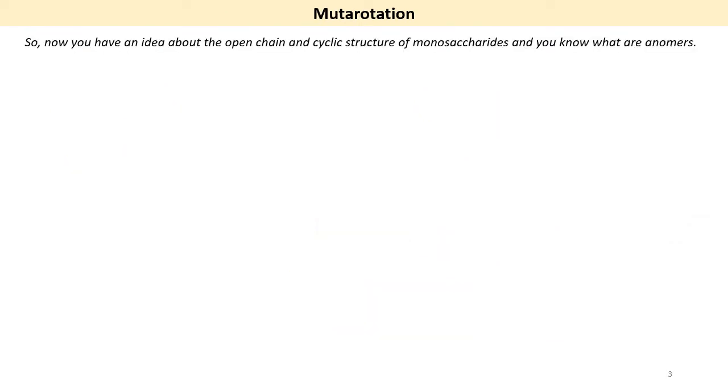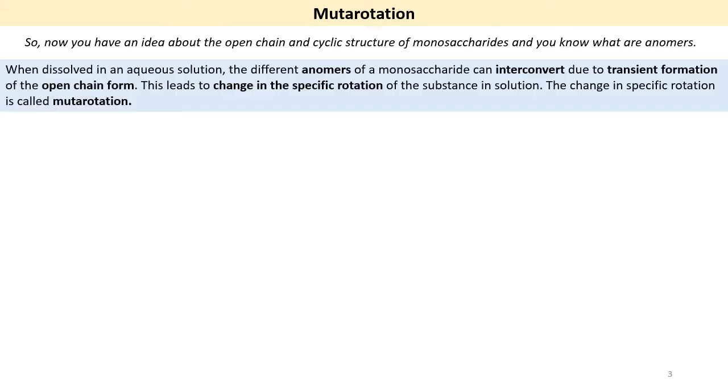Okay. Now let's come to mutarotation. You must have heard about it. Now since you have the idea about open chain and cyclic structure of monosaccharides, and you know what are anomers, you will be understanding what is mutarotation. So what happens when dissolved in an aqueous solution, the different anomers of a monosaccharide can interconvert due to transient formation of the open chain form.